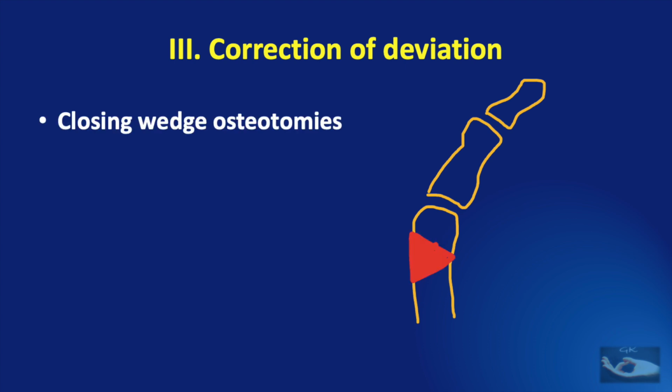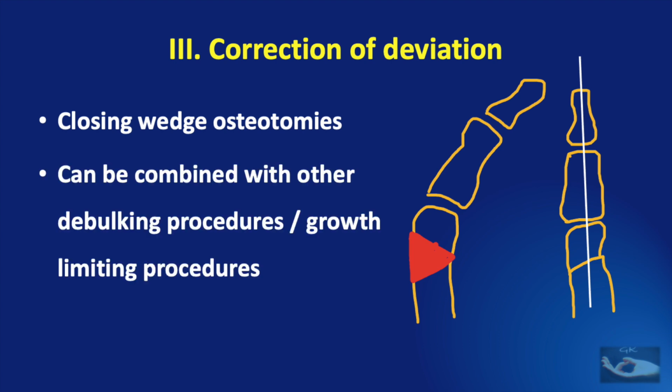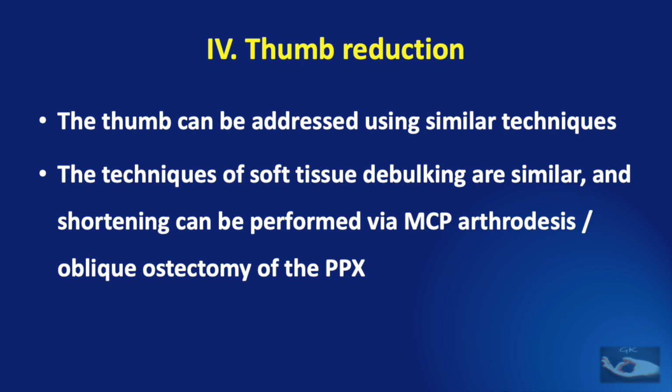Closing wedge osteotomies can be done where a wedge of bone is excised with the apex pointing towards the concave side, the remaining skeleton fixed with the percutaneous K-wire. These osteotomies can be combined with other debulking procedures or growth limiting procedures. Reduction of the thumb can also be done using similar techniques.